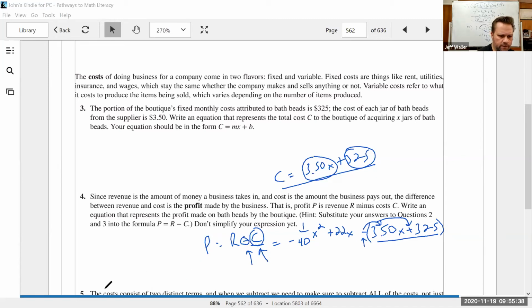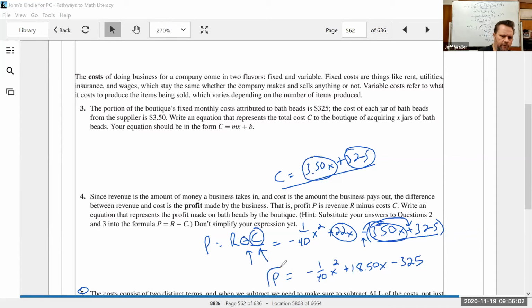I think it's down here, number 5, of course, Jeff. Good job. So then if we do this all, we get negative 1/40th x squared plus, what would that be, Jeff? Would that be 1850? I think when you do 22x minus 350x. And then minus 325.